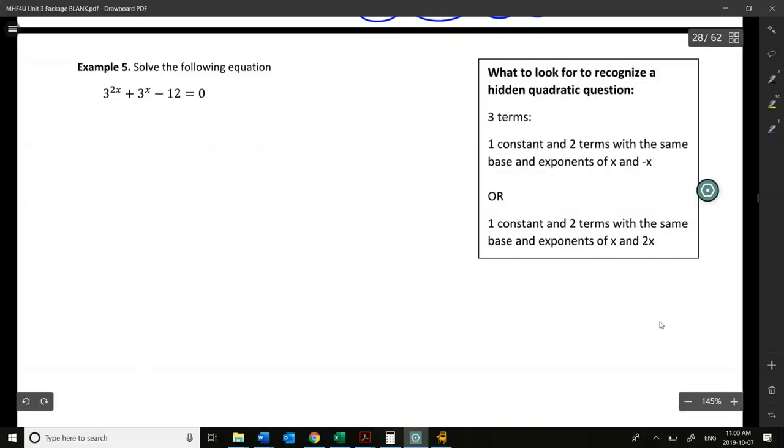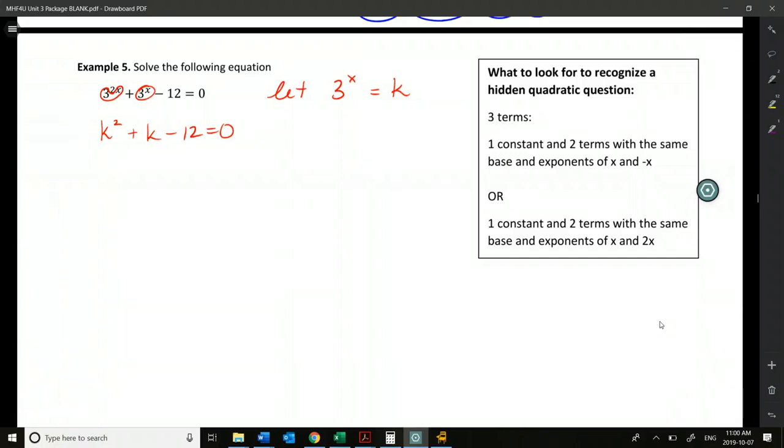This type is really nice because you can go right into your let statement. Okay? So you're going to do a let. What would I do for my let statement in this case? 3 to the x, yep, equal some variable. It can be k, it can be s if you want. Not x, anything but x. It's technically a different variable. And then we're going to sub in here. So it'll be k squared plus k minus 12 equals 0.